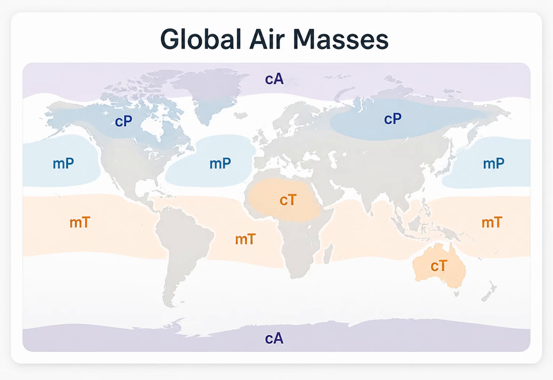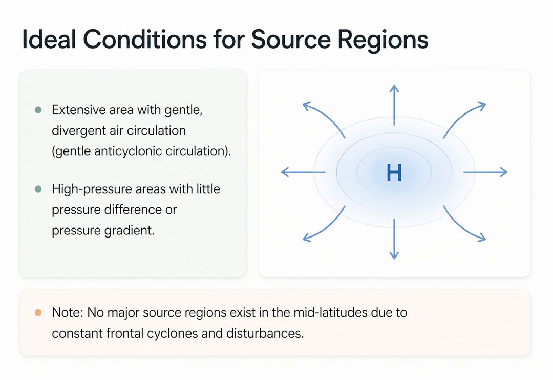Looking at the globe, the main source regions are located in the high-pressure belts in the subtropics, which give rise to tropical air masses, and around the poles, which are the source for polar air masses. When an air mass eventually moves away from its source region, its upper level maintains these physical characteristics for a long period because the air is stable and stagnant, meaning conduction and radiation aren't very effective at changing its core properties quickly.